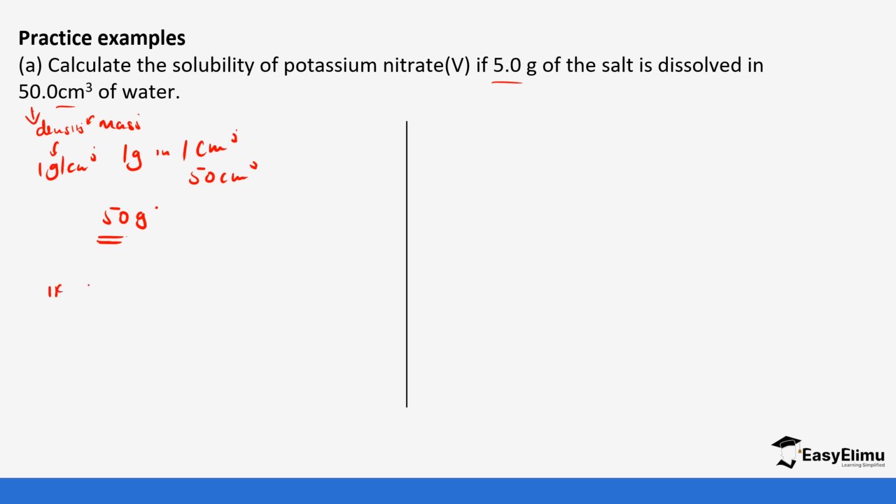So if 5 grams dissolves in 50 grams of water, what about 100 grams? Because solubility has to be in 100 grams. So after that, you crisscross, which gives us 5 times 100 divided by 50, which will give us 10 grams per 100 grams of water. So that is the solubility of the nitrate.